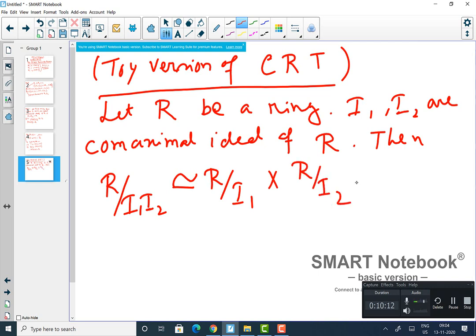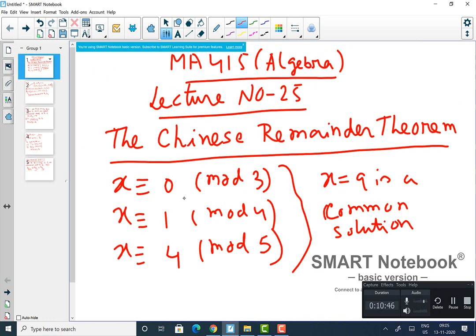Now try to understand that the structure of this is known to me, this is also known to me, and the direct product I know, so I can find out the structure of this. If I have a solution of this, a solution of this, then I have a common solution. Something is a solution of this means what? 0 modulo I1, 0 modulo I2. Because they are isomorphic as rings, they have a solution of 0 modulo I1, I2. So this is actually what I was discussing in the first page, the common solution of the equations.